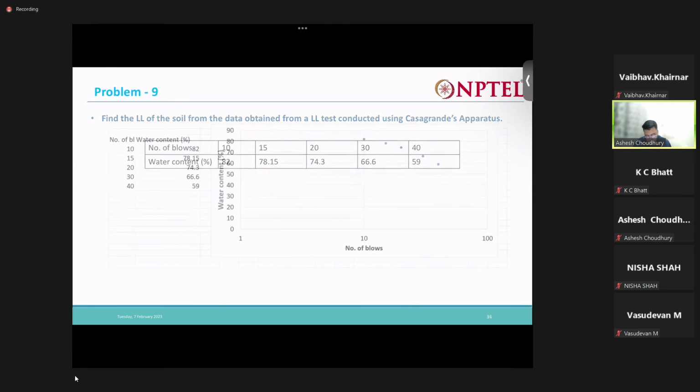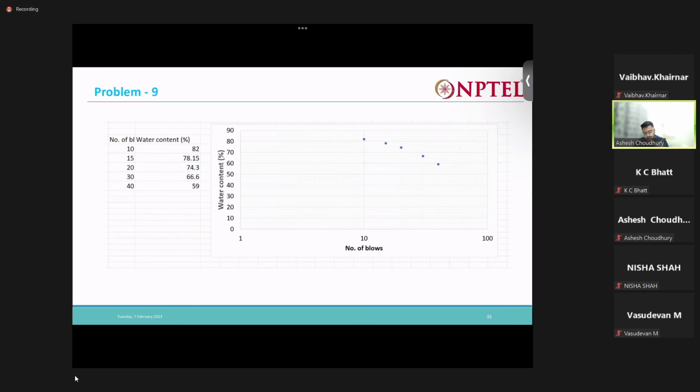Okay, so let us see. This is the number of blows and water content, which I plotted in Excel. The x direction is a log scale, and the other axis is a normal scale. You plotted all the values and draw a rough line. This is our flow line. Now this is 10, and this is 20. The 25 will be somewhere here in the middle.